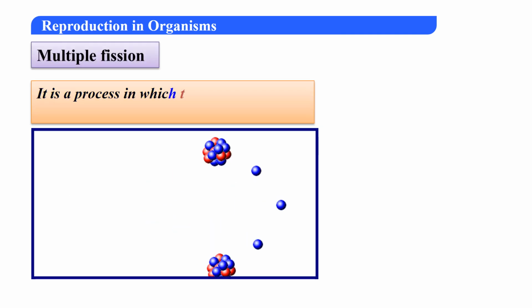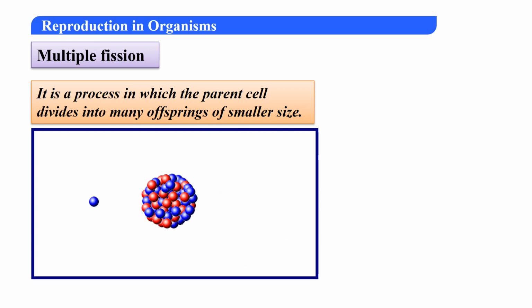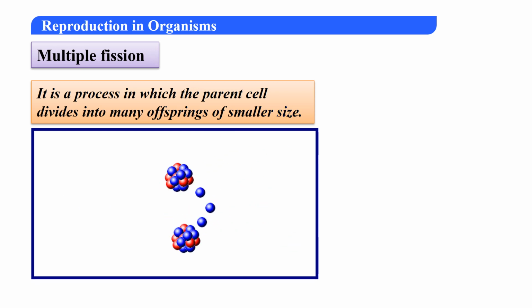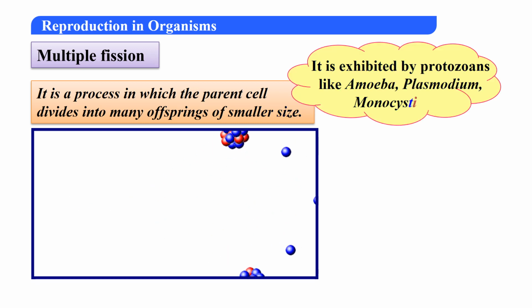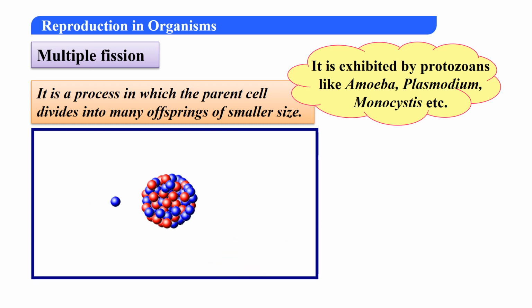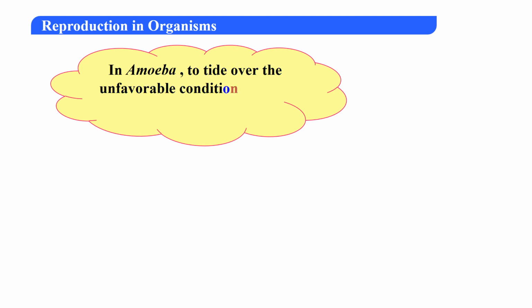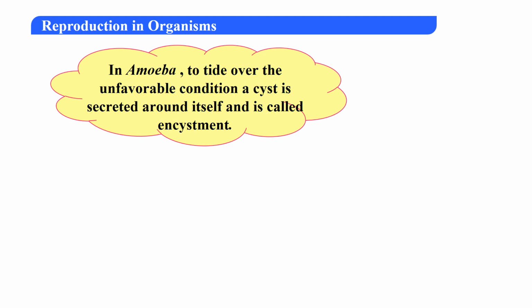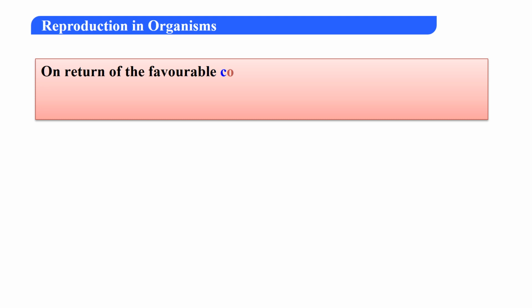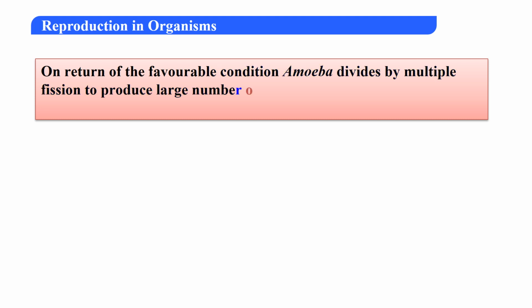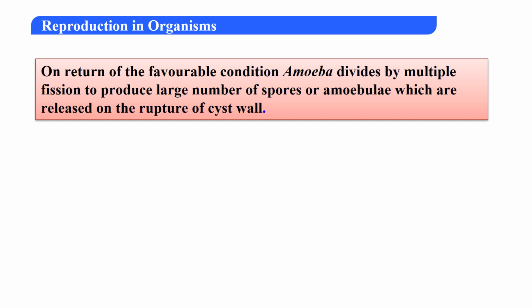Multiple fission. It is a process in which the parent cell divides into many offsprings of smaller size. It is exhibited by the protozoans like amoeba, plasmodium, monocystis, etc. In amoeba, to tide over the unfavorable condition, a cyst is secreted around itself, and this is called encystation. On return of favorable condition, the amoeba divides by multiple fission to produce a large number of spores or amoebulae, which are released on the rupture of the cyst wall.